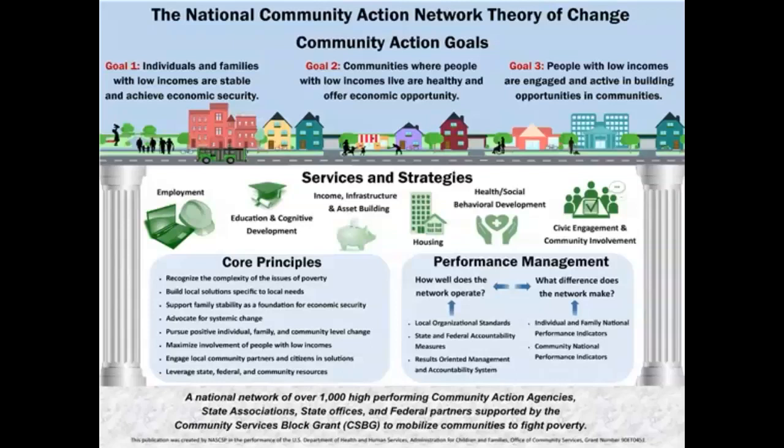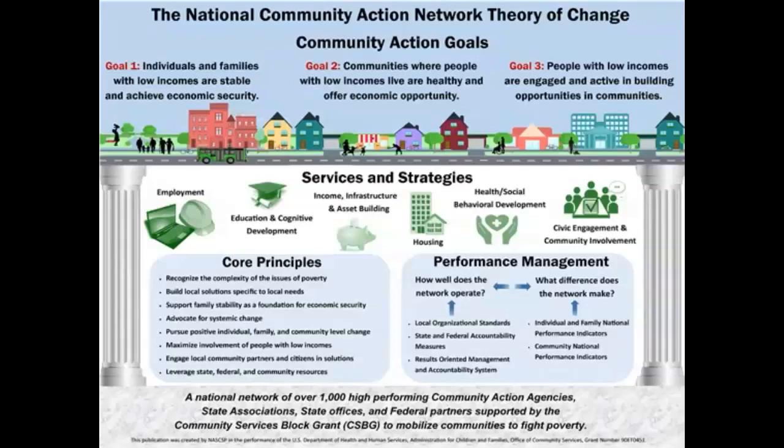We have core principles in community action. We believe that poverty is incredibly complex. There's no one size fits all. What works for my family is going to be different than what works for your family. My challenges are going to be different than your challenges. We have to work with the whole family and that family uniquely. We believe in systems change. It's not just about what the family needs to do different, right? It's about how systems need to change to make the foundation that all families are working from more equitable. We need to maximize the involvement of people living with low incomes. We need to leverage all resources.